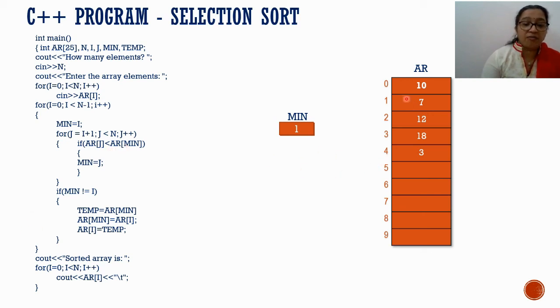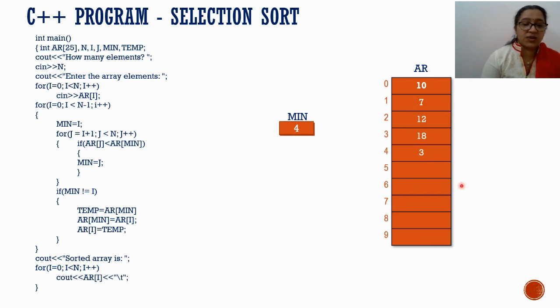So AR of 1, is it less than AR of 4? Yeah, it is. 7 and 3 we are comparing. So 3 is the smallest one. So we can change the min position now. Min position changed to 4 now. Understood? Yeah. Now min changed.